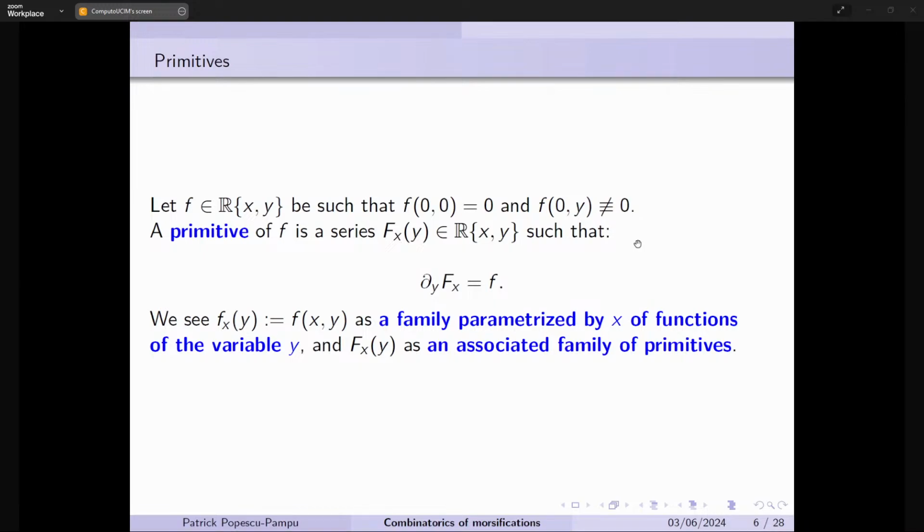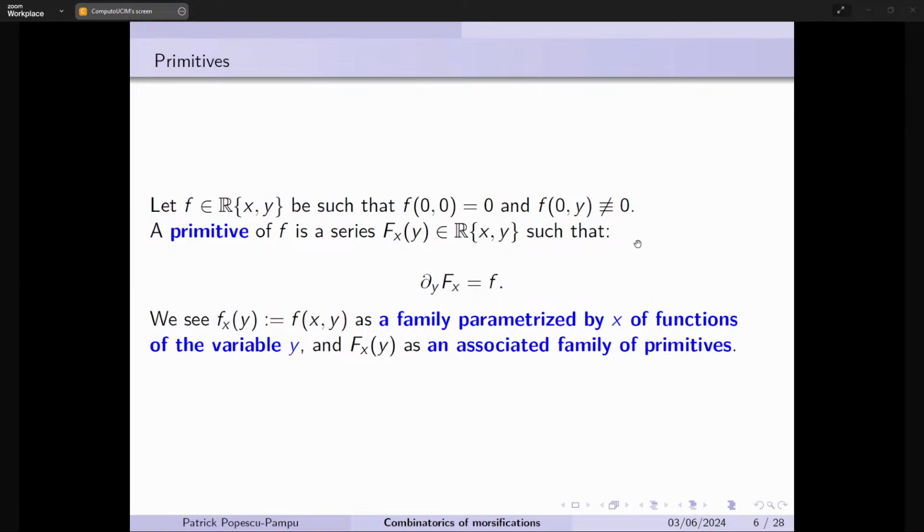So for the parameter equal to 0, we assume that we start from a non-zero function. And now when we change the value of x, the function will change. And we will also need the vocabulary of a primitive of such a function, which is simply a series whose partial derivative with respect to y is a starting series. So you see there is this dissymmetry between x, which denotes the parameter of deformation, and the internal variable of the space, which is y.